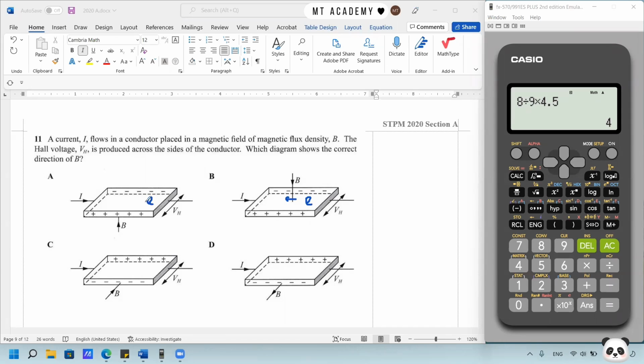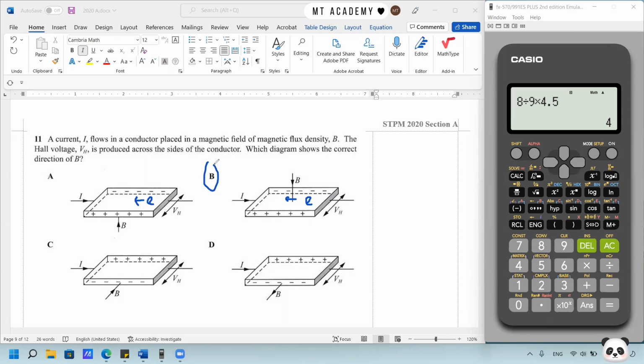So now what you do is apply Fleming's left-hand rule to check which answer is the correct one. And please always remind yourself that this is an electron, so in the end you should reverse the direction of your thumb. And when you perform Fleming's left-hand rule, the answer should be B.